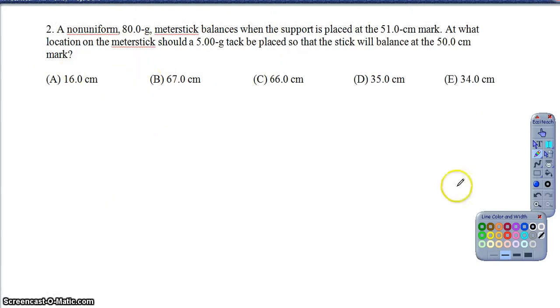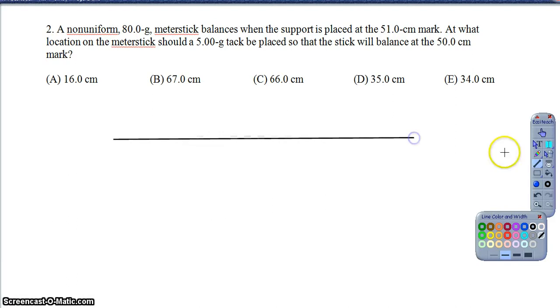Question 2 is a pretty good example of what they can do with torque to make it slightly less straightforward. But hopefully this one, again, still not too challenging. So the biggest thing you have to realize is what the significance of that first sentence is. We've got a non-uniform 80-gram meter stick that balances when it's placed at the 51 centimeter mark, right? So what is the significance of that information? Well, the significance there is that's telling us where the center of mass is.